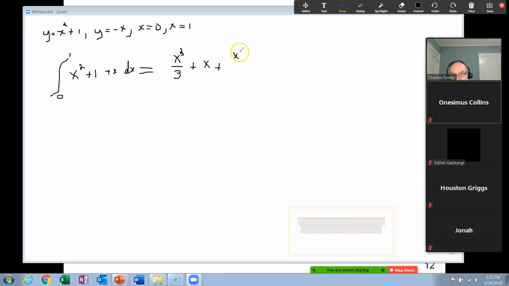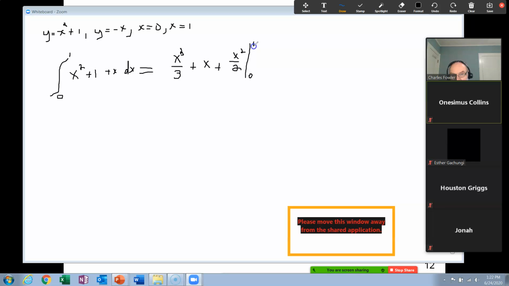Again, x squared over 2. Perfect. Okay. And we evaluate that from 0 to 1. I'll do the 1 part first, or you could do it too. That'd just be 1/3 plus 1 plus 1/2.